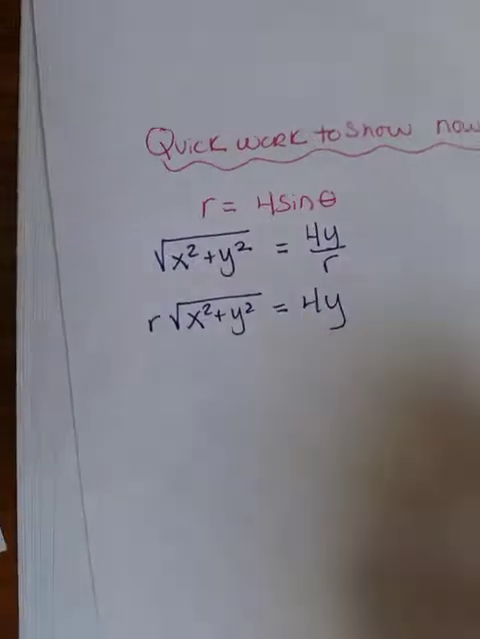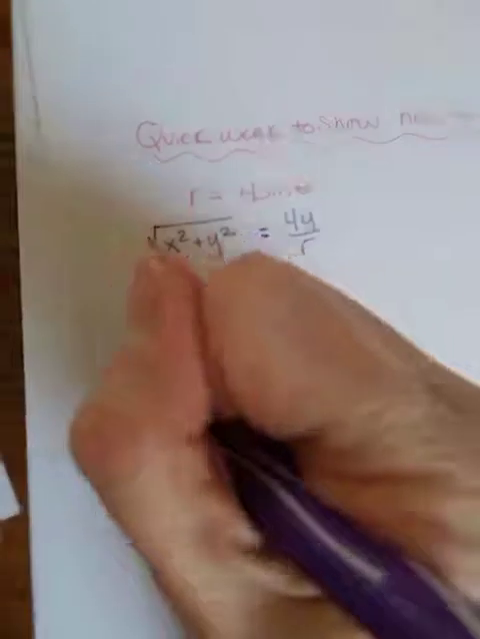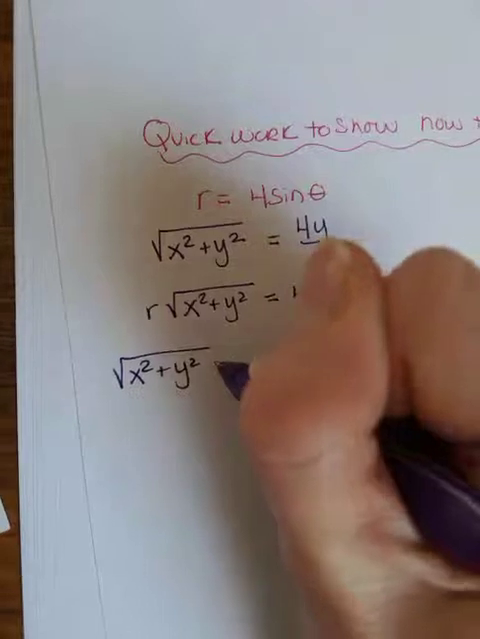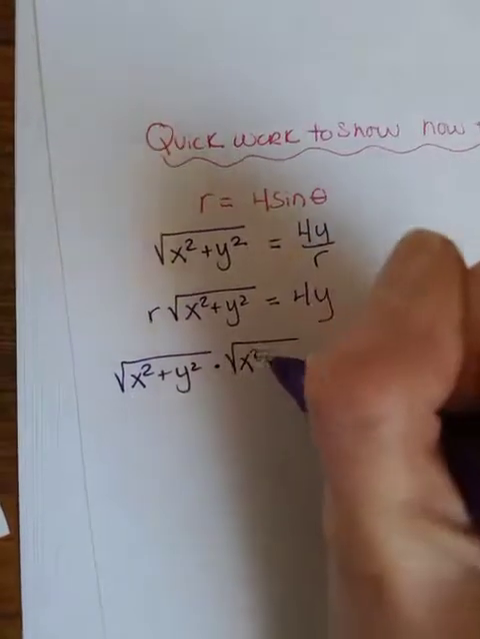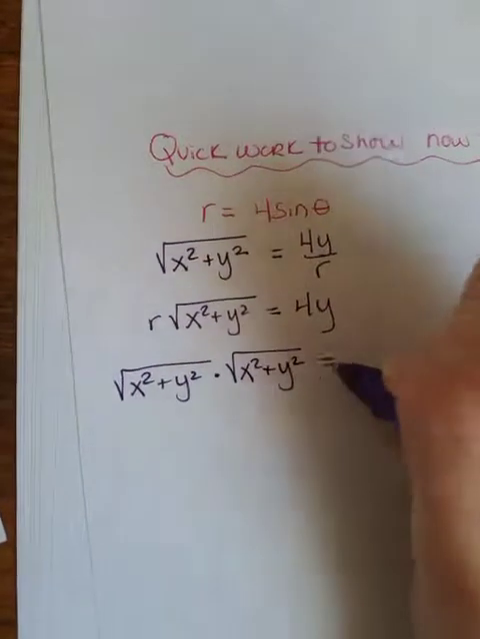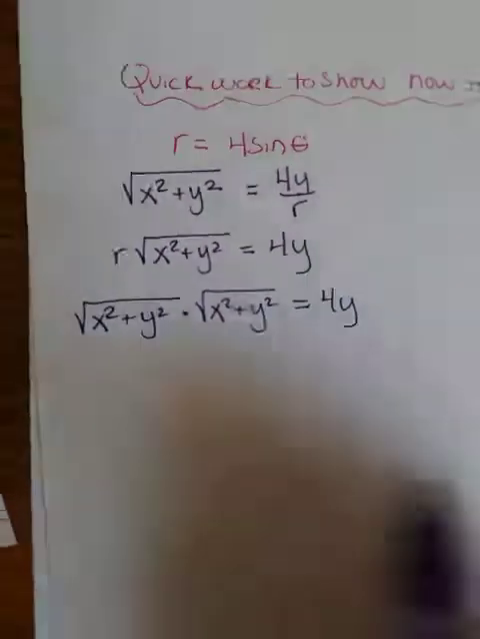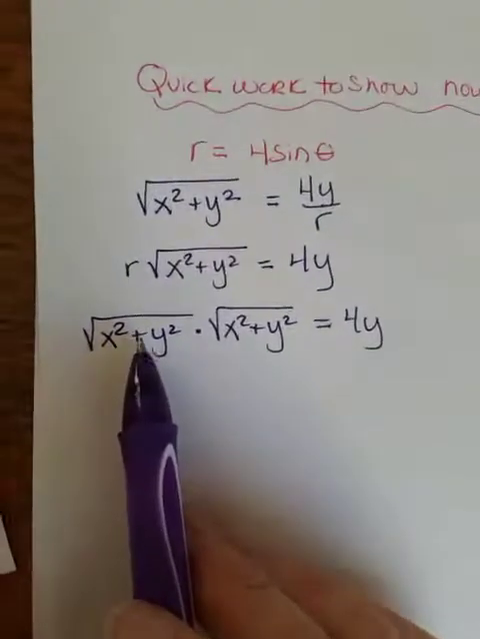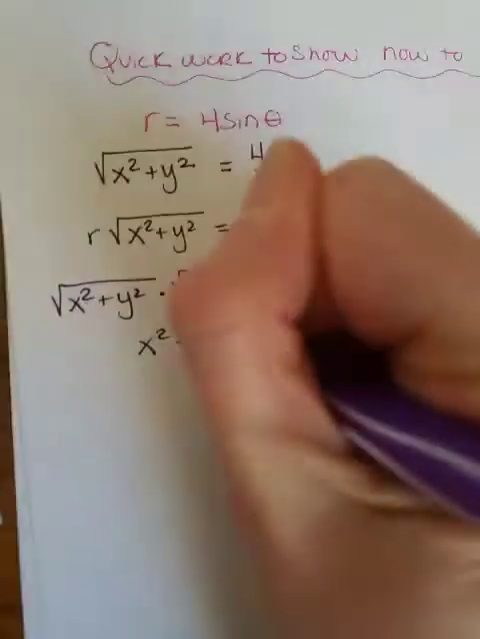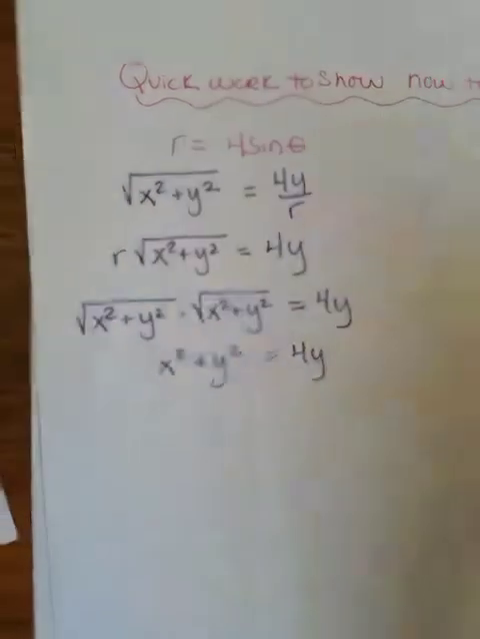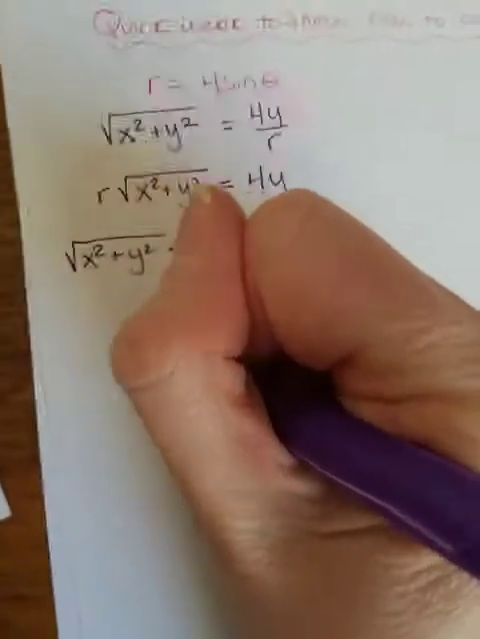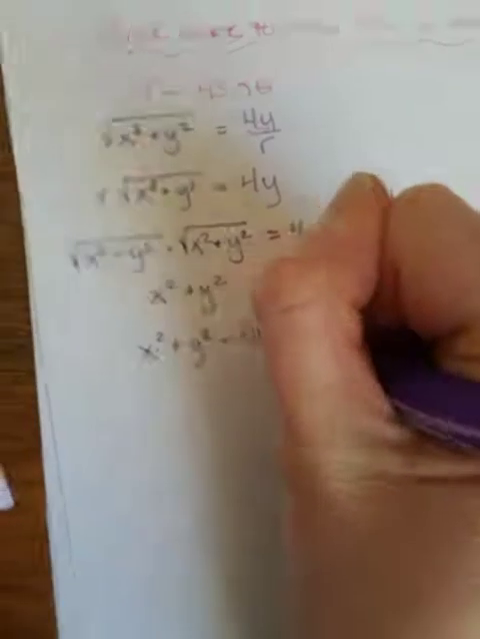Okay, next, again, I'm going to do substitution for r. I know that r is the square root of x squared plus y squared, times the square root of x squared plus y squared that was already there. And then the 4y just stays. Okay, next, if I have root x squared plus y squared times itself, I know that's just x squared plus y squared, and the 4y is still the same. Okay, I'm going to subtract the 4y. x squared plus y squared minus 4y equals 0.